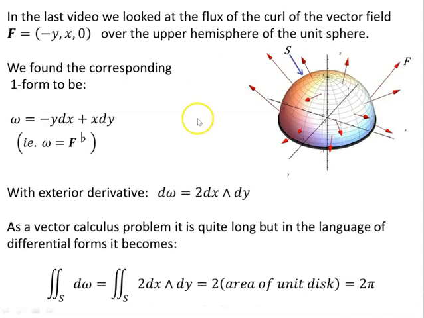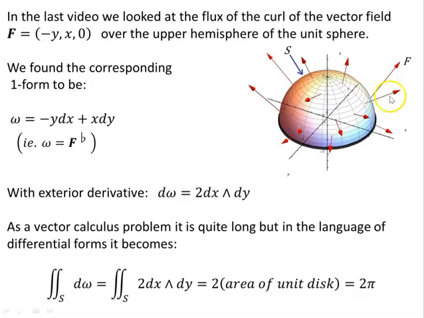All right, so in the last video, just prior to this one, we looked at the flux of the curl of the vector field. So here was our vector field F, and here its components were minus y, x, and 0, over the upper hemisphere of the unit sphere.